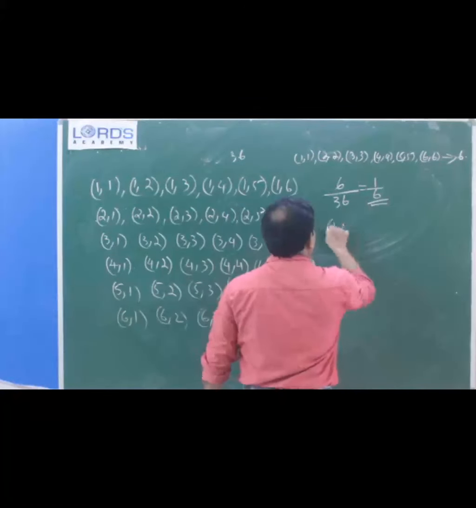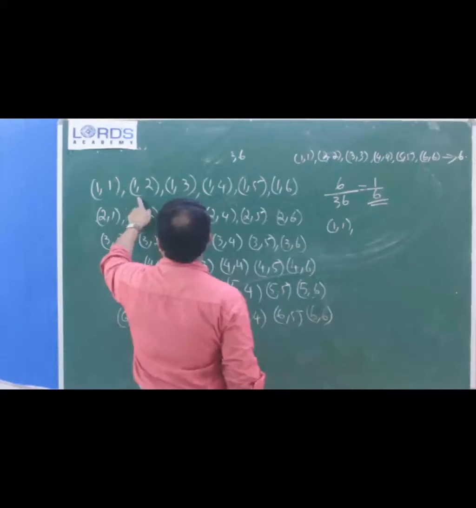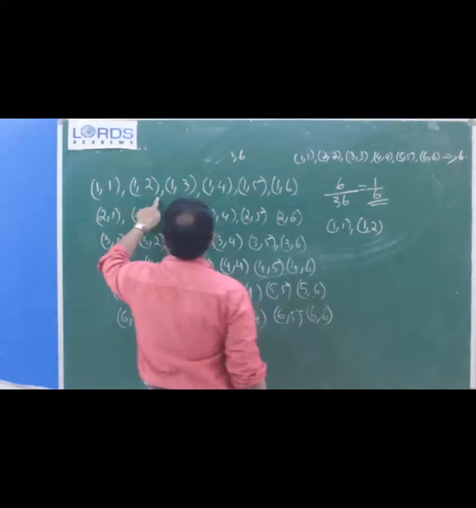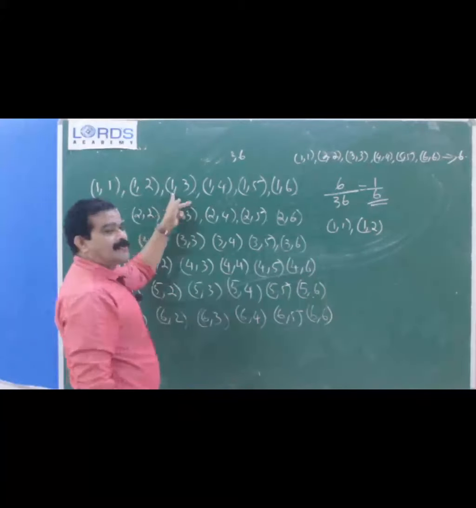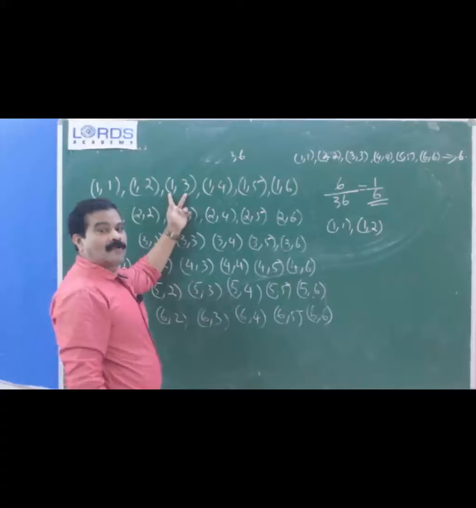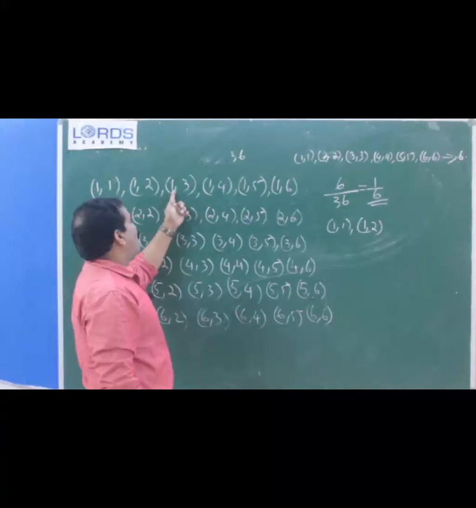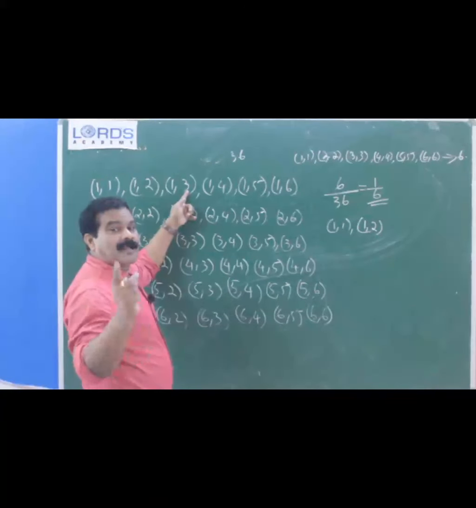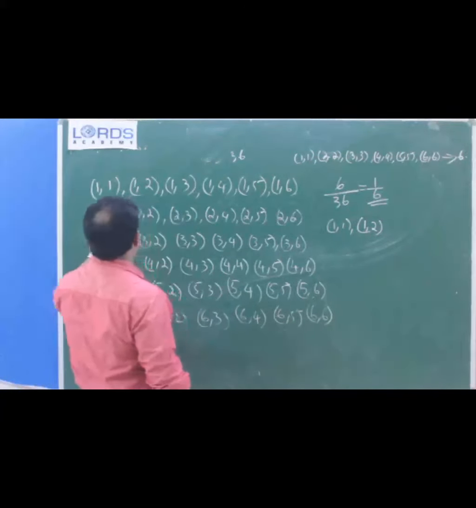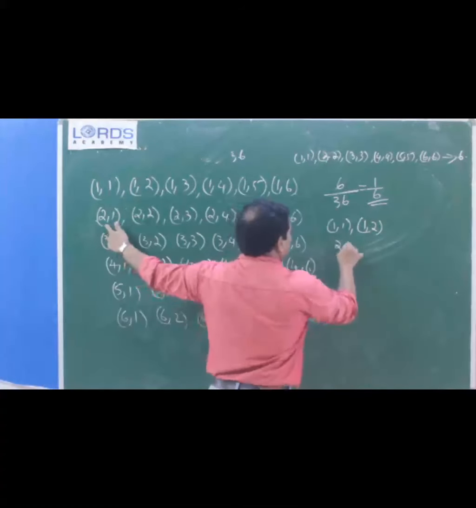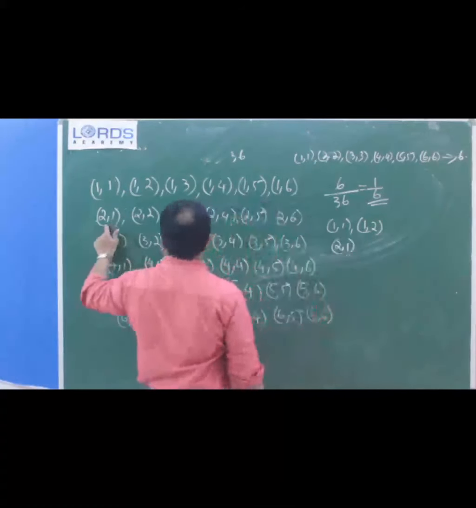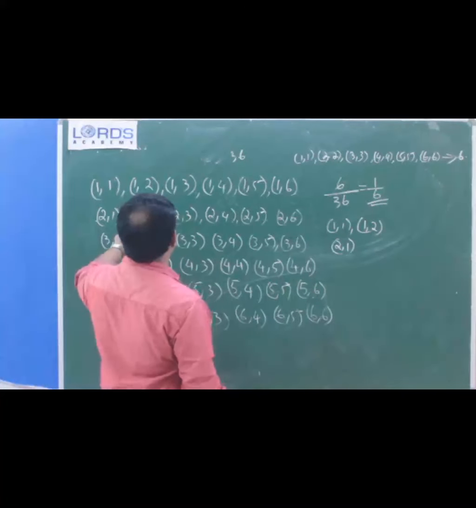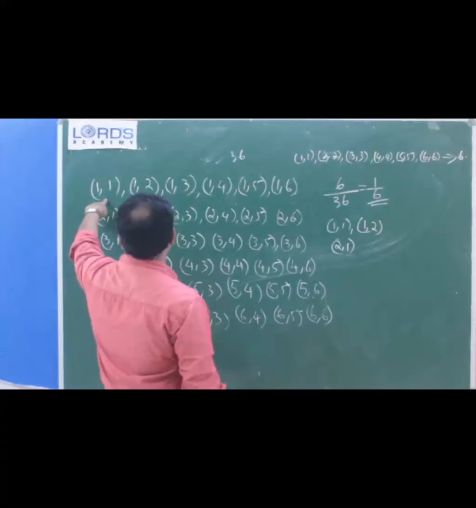1 1. The favorable case 1 2. Okay. This 1 3, can you take this one? No, because when you add this, you will get 1 plus 3, 4. But our condition is that it should be less than 4. The next you can take 2 1, 2 plus 1, 3. Then another is 1 1.